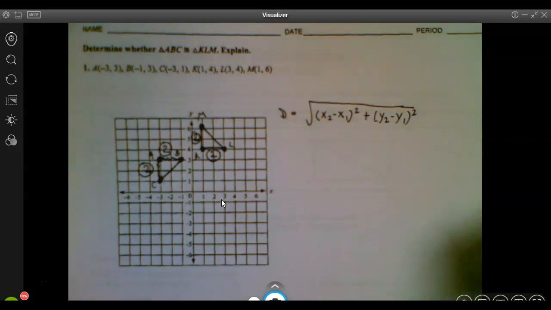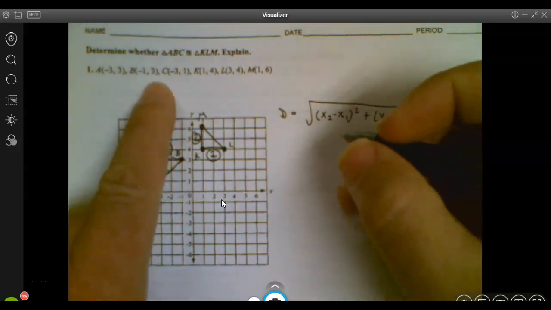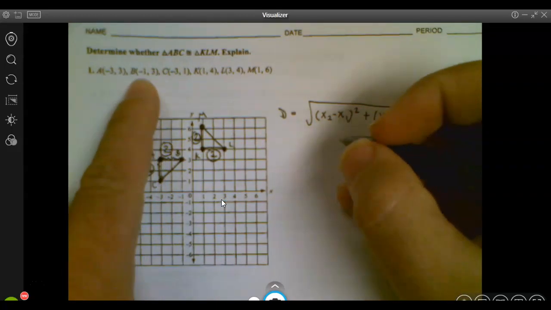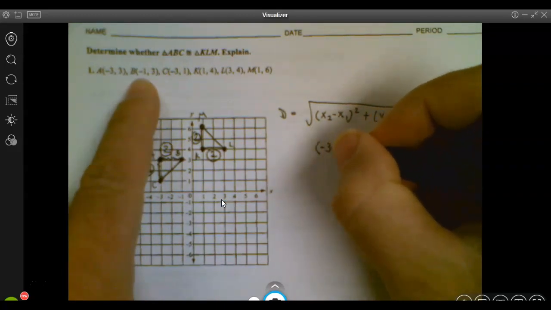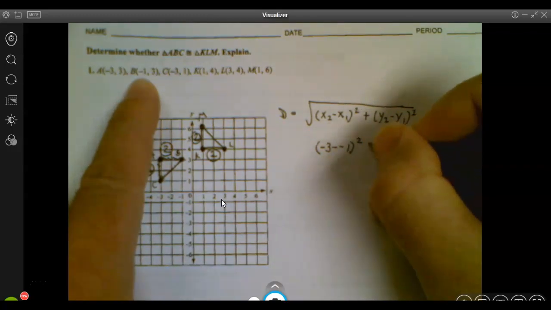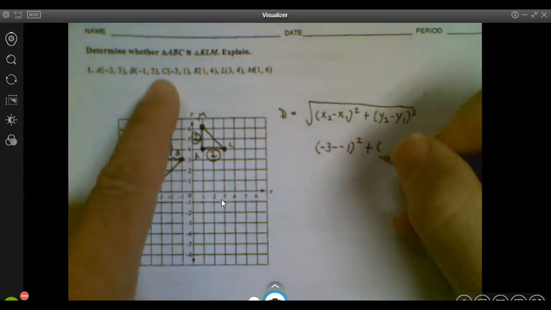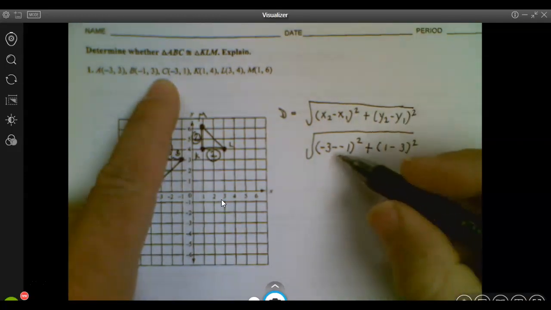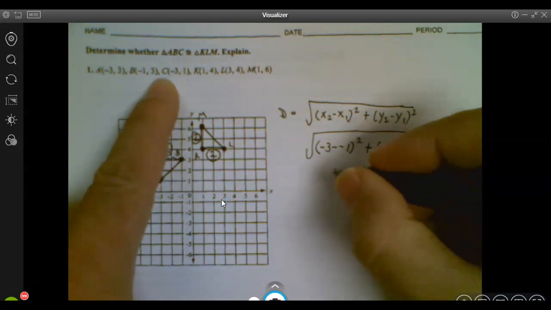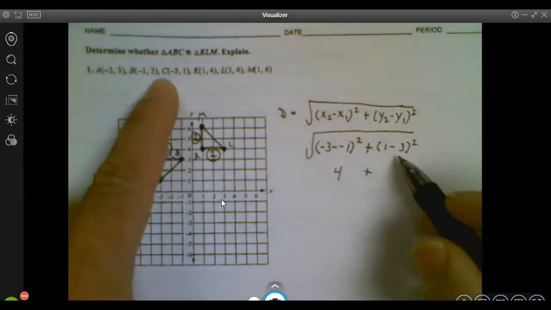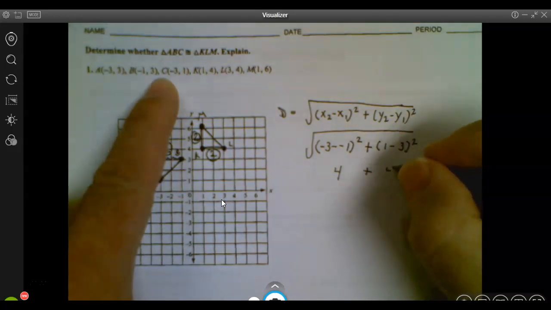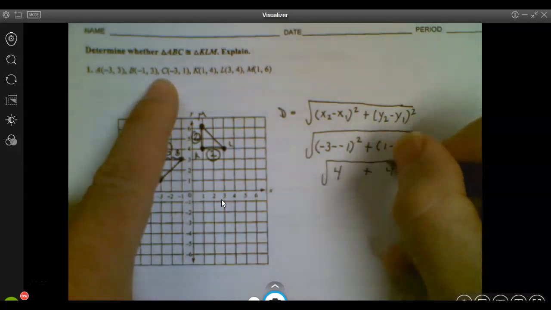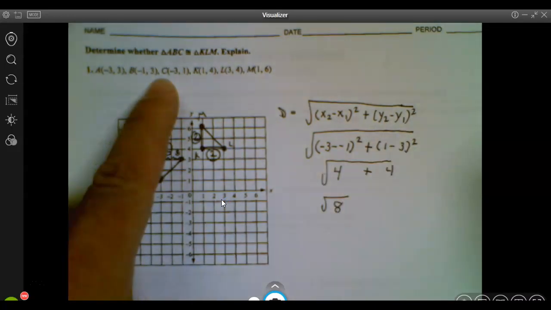So let's look at CB. I'm going to start with the difference in my x's: -3 minus -1. Then the difference in my y's, which would be 1 minus 3. So right here, -3 plus 1 would be -2. Squared would be 4. Right here, -2 squared would also be 4. So I'm looking at the square root of 8 for the length of BC.